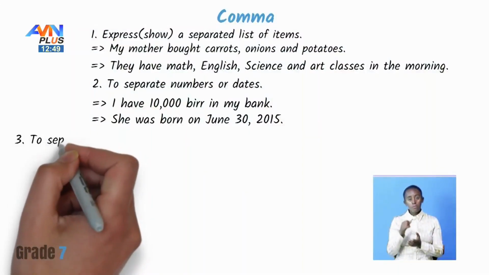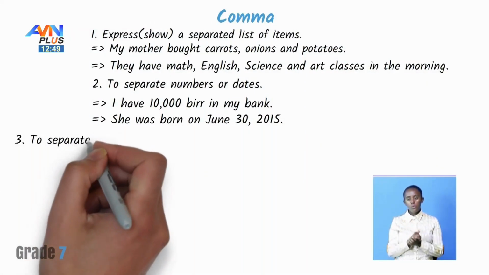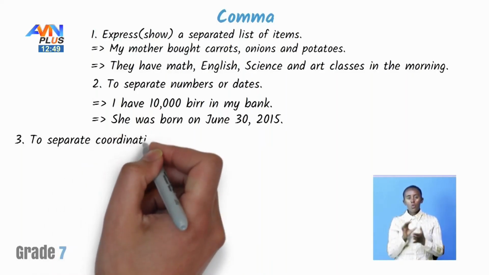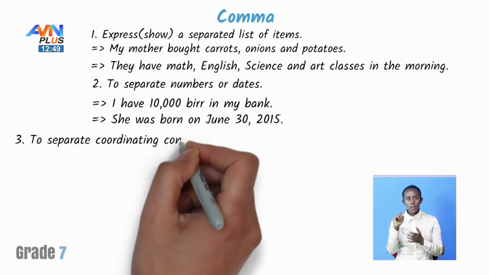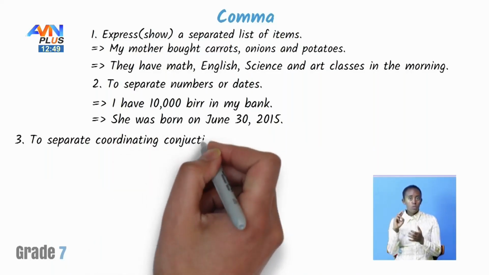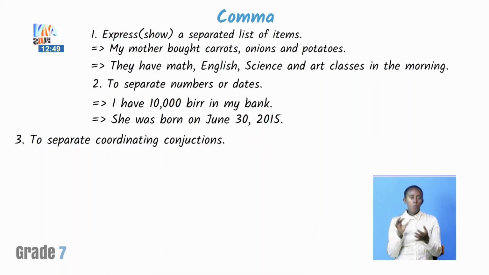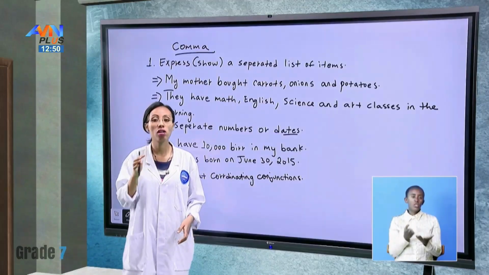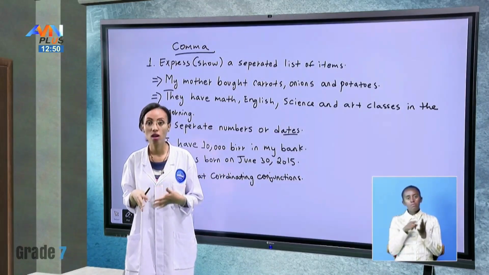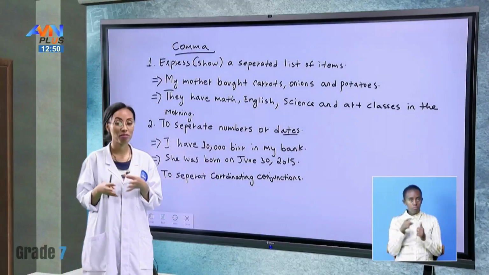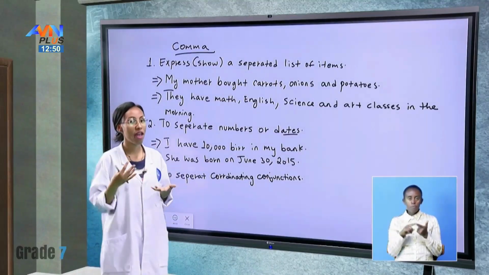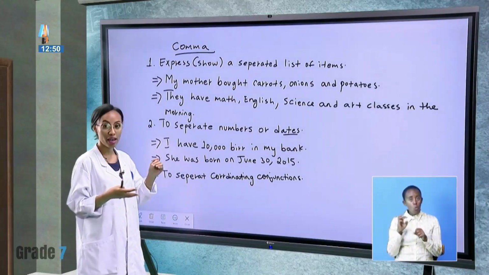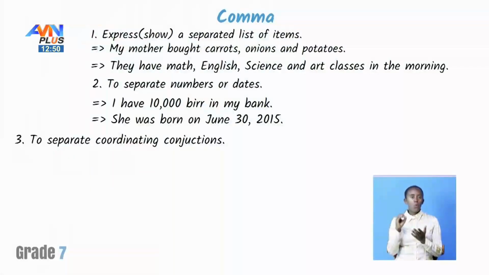The other one is to separate coordinating conjunctions. Coordinating conjunctions are conjunctions that are commonly known as fanboys. Fanboys stand for, they are abbreviation, and they stand for for, and, nor, but, or, yet, so, and the like. So fanboys. So let's give an example.